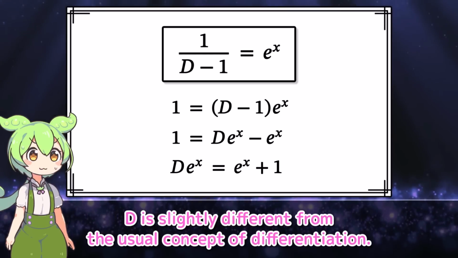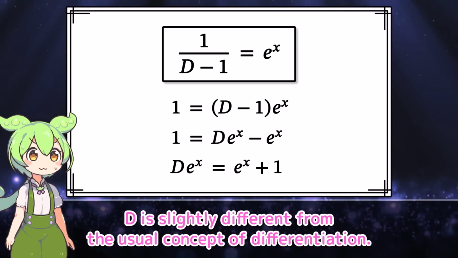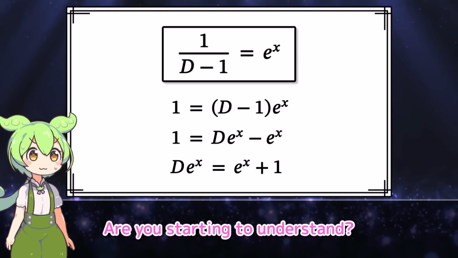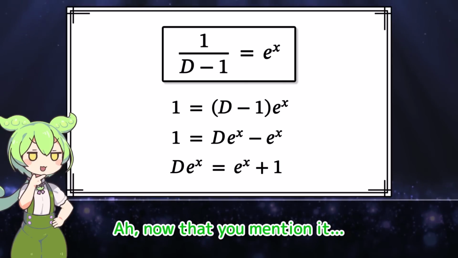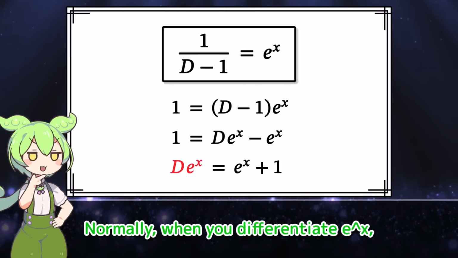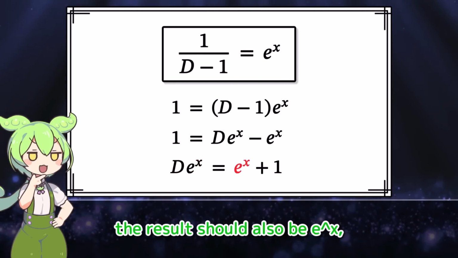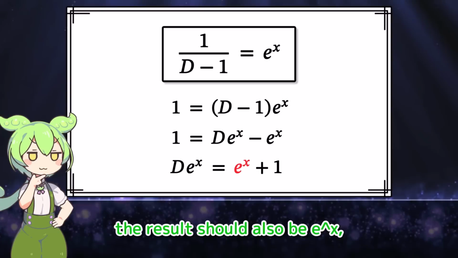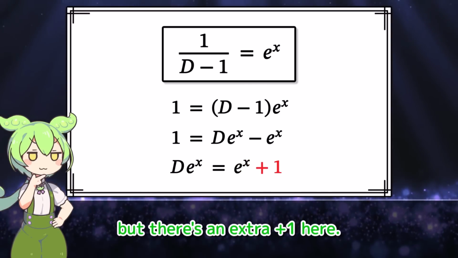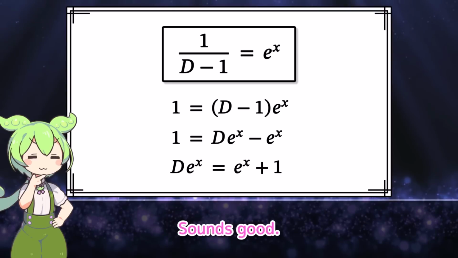D is slightly different from the usual concept of differentiation. Are you starting to understand? Now that you mention it. Normally when you differentiate e^x, the result should also be e^x. But there's an extra plus 1 here. What exactly is this?